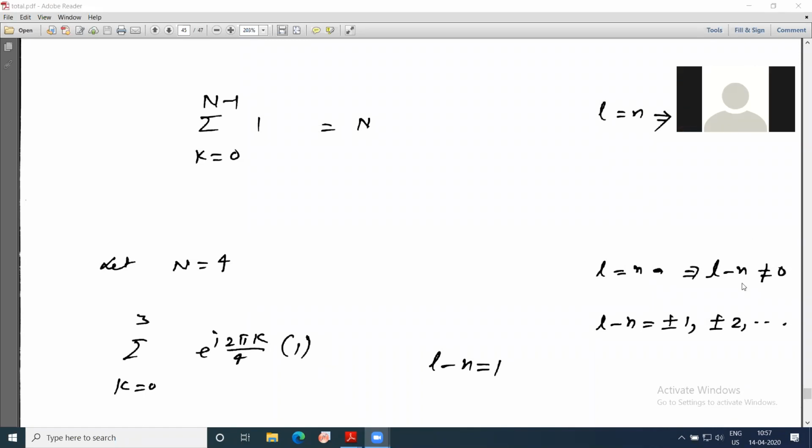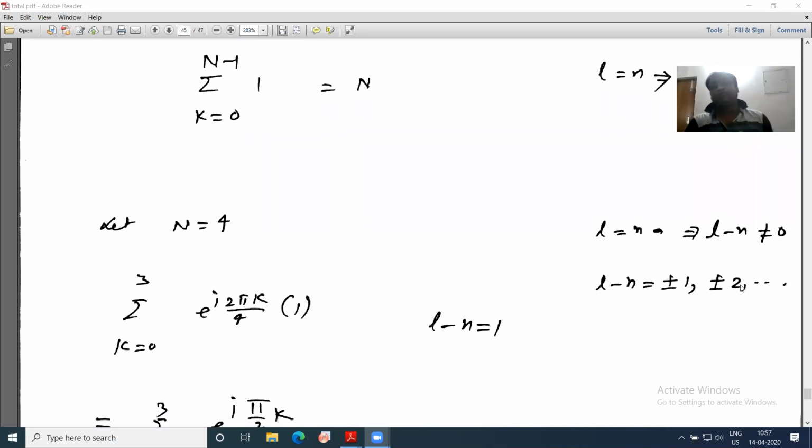Agreed? Yes sir. Now, if not equal to 0 means what? It will be plus or minus 1, plus or minus 2, plus or minus 3. Any value is possible. Fine. Now, first I am assuming that L minus n equal to 1.